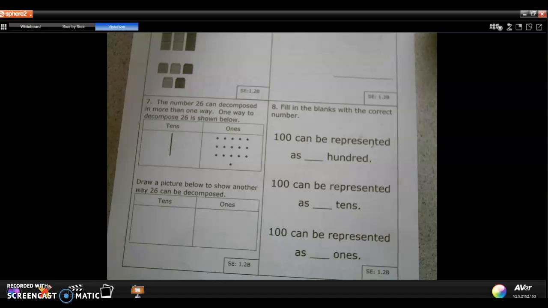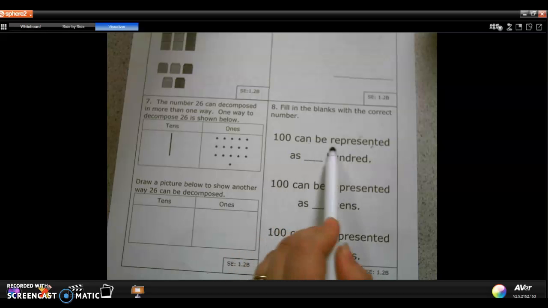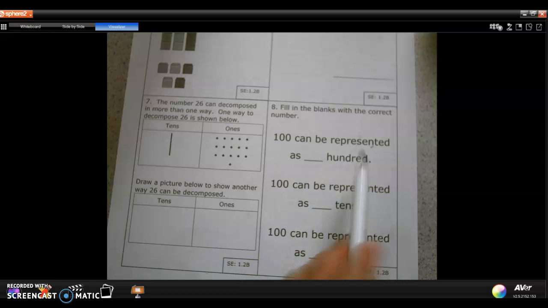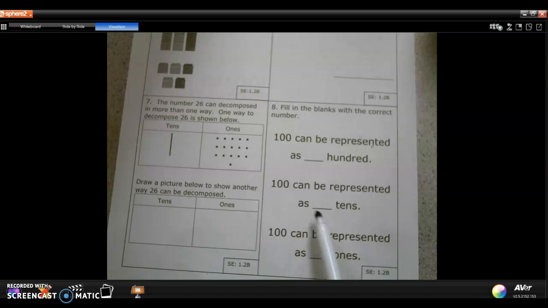Fill in the blanks with the correct number. 100 can be represented as blank hundred. How many hundreds is in 100? You're going to write that number right here. 100 can be represented as blank tens. How many tens do we need to make 100? You're going to write that number right there. 100 can be represented as blank ones. How many ones do you need to make 100?